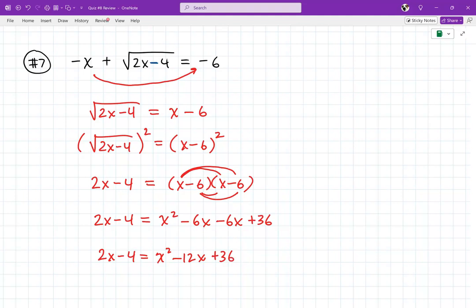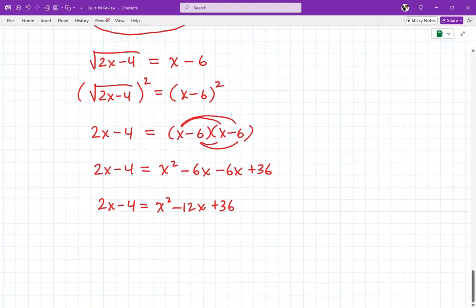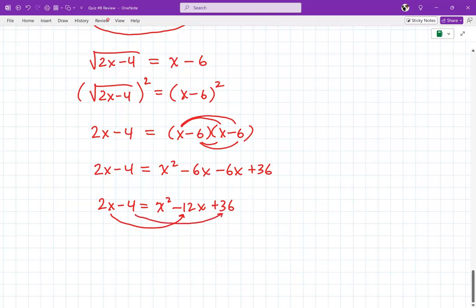And now, since we have our x squared on the right side, I'm going to move the 2x and the minus 4 over to the right. Okay? So I'm going to move the 2x over to this side. I'm going to move the minus 4 over to that side. So I get 0 equal to x squared. Now, negative 12x minus 2x is negative 14x. And then negative 4 added to 36. So we're going to add 4. So that's going to give me a 40.